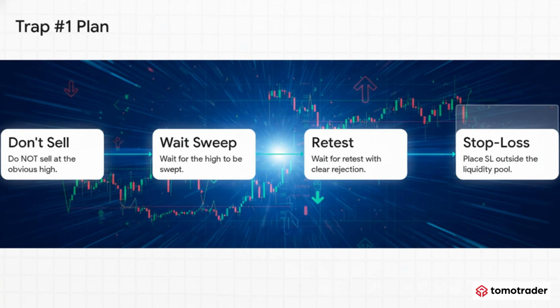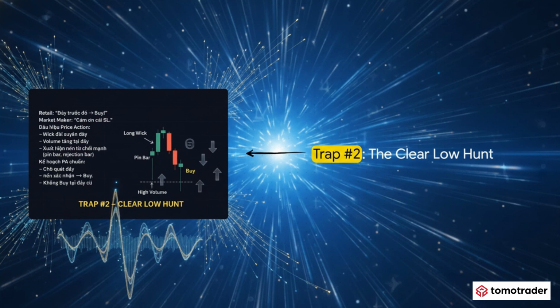It's all about patience. Step 1. Do not sell at the obvious high. Instead, wait for that high to be swept. Just let the market maker do their dirty work. Then, wait for the price to come back to retest that level and show a clear rejection. When you finally enter your short, your stop loss absolutely must be placed safely outside that hunted liquidity pool, right above the sweep. Moving on to trap number 2, the clear low hunt.